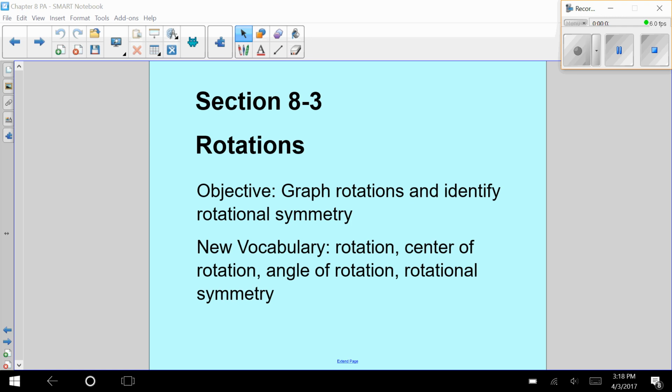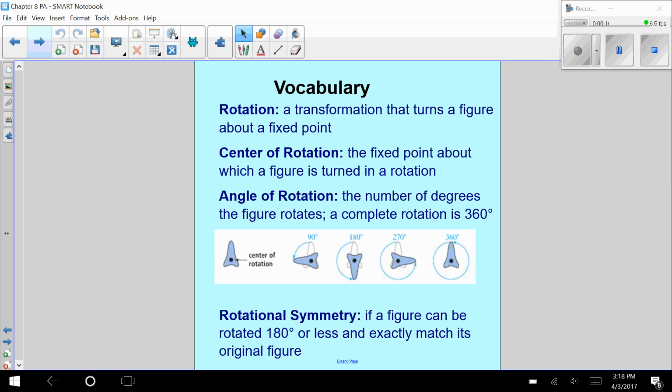This is section 8.3, rotation. Our objective today is to graph rotations and identify rotational symmetry. Let's start with vocab. A rotation is a transformation that turns a figure about a fixed point. The center of rotation is that fixed point about which a figure is turned in the rotation. The angle of rotation tells the number of degrees the figure rotates. All the way around would be 360 degrees.